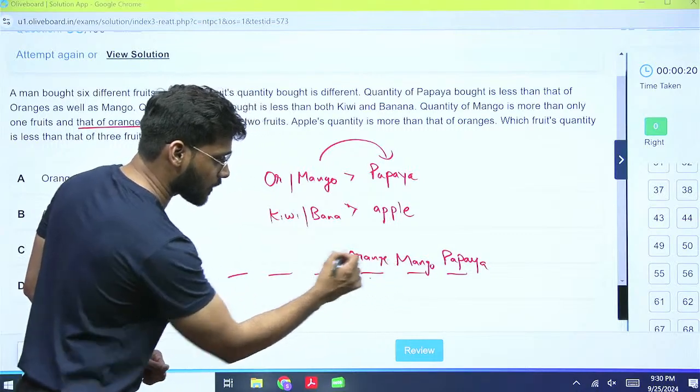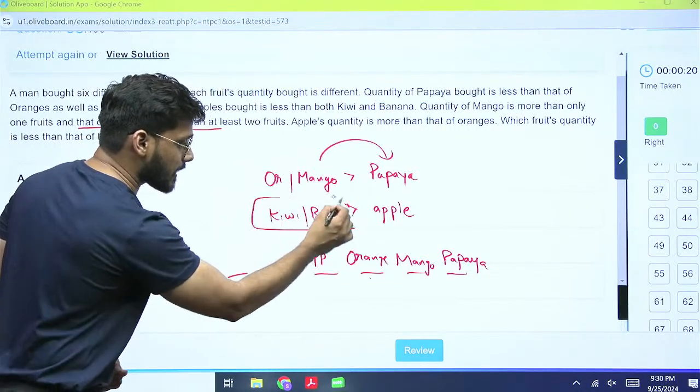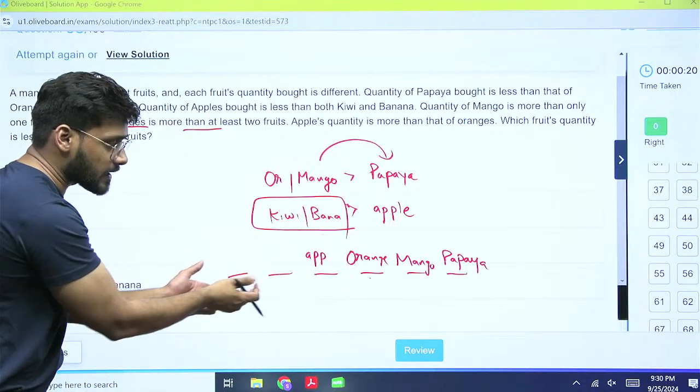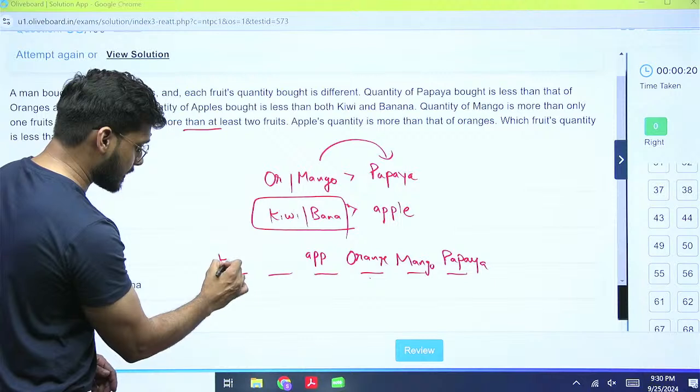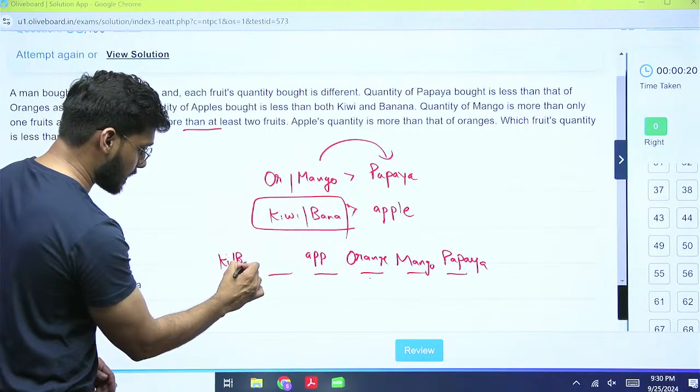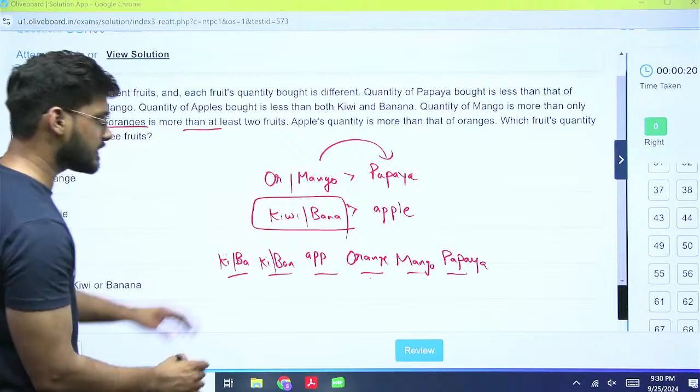Why? Let me explain. Orange, then apple, and before apple, kiwi and banana have to come. So kiwi and banana will be fixed over these 2 positions only. So kiwi banana can come over here. Kiwi banana and kiwi banana. This is the right order.